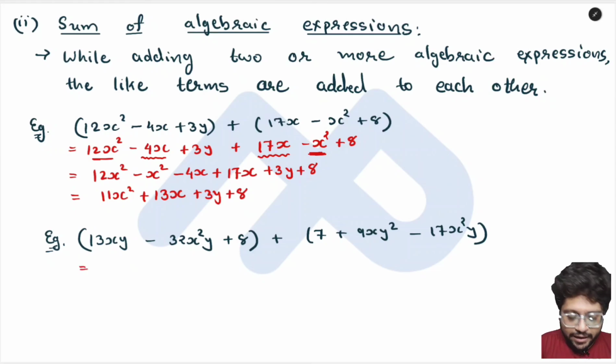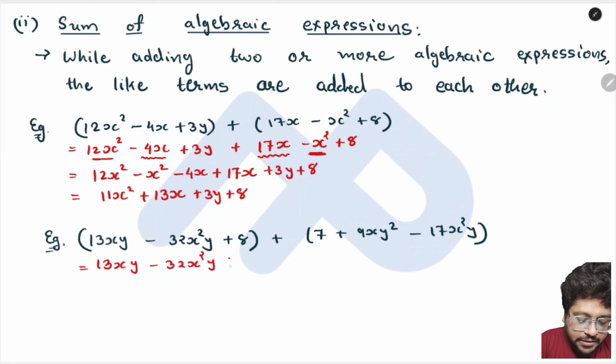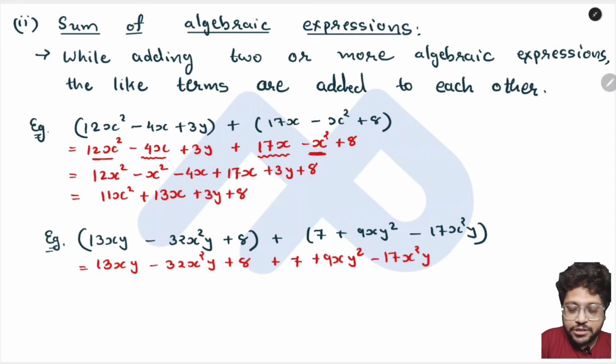Here, let's open the brackets first. In addition, opening the bracket is very easy. Just remove the brackets without changing any signs. So 13xy minus 32x square y plus 8 plus 7 plus 9xy square minus 17x square y. You see, I haven't changed any sign of any term. I have written all the terms as they are.